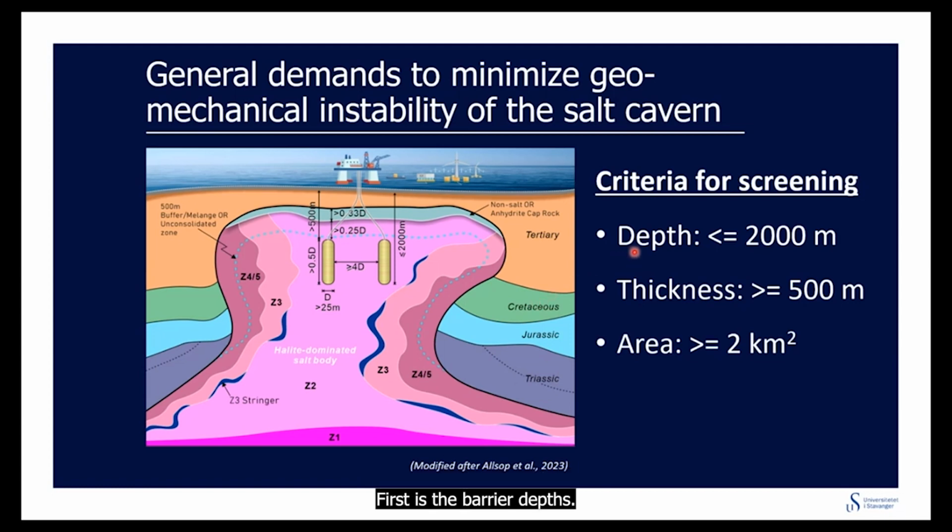First is the buried depth. So it's required these salt caverns, salt diapirs should be shallower than 2 kilometers, but the thickness of these salt structures should exceed 500 meters. And the third parameter is the area. So the area should be more than 2 square kilometers.